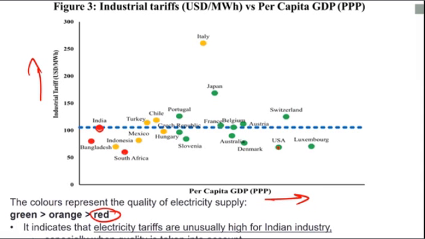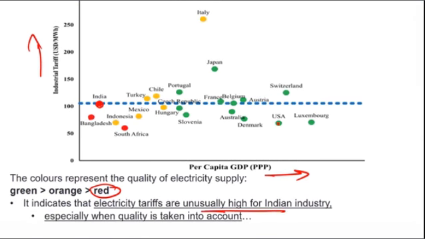At this quality, we should only be charging this much. South Africa also has low quality electricity, but they're charging much lower. Bangladesh also has low quality electricity. They're also charging much lower. So India has one of the worst qualities of electricity, but we're charging much higher than a lot of these countries. We have to change that. Unusually high electricity tariff, especially quality adjusted tariff, has to be brought down. We have to bring down the tariff for the Indian industry.